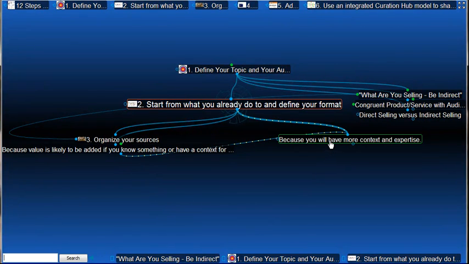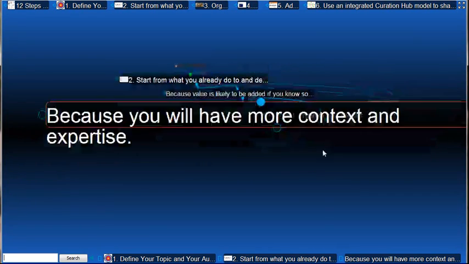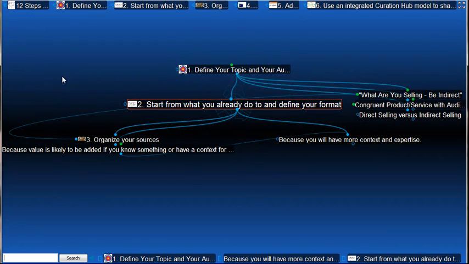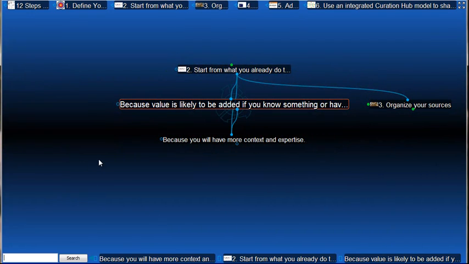Another reason that you want to start from what you already do is you will have more context and expertise just in general. Even if you're not an expert, you're going to have more relational context of how things can get laid out. Because value is likely to be added if you know something or have at least a little bit of context for new ideas. This is why generally when I'm helping people start their own business, I have them move towards the thing they enjoy.